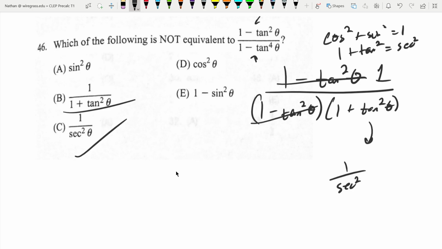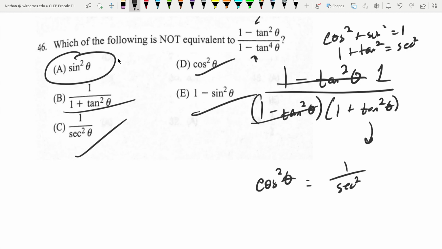So that's also the same thing. 1 over secant squared is the exact same thing as cosine squared theta. So we know that one's there. And once again, with the Pythagorean identity, if I subtract sine squared from 1, I get cosine squared. So E is also the same thing. A is the only one that's not equivalent.